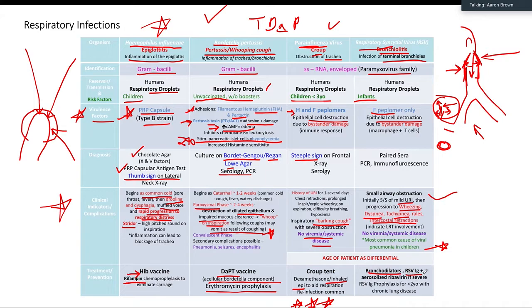RSVIG, we can give an immunoglobulin to fight it. We can give aerosolized ribavirin, which is an anti-RSV antiviral, okay? And we'll give RSV prophylaxis for children under 2 with chronic lung disease, okay? That's a little bit of step 2 type stuff that you should understand, but in terms of step 1, just know what is going to be our treatment for each of these. Some of them do not have treatments, right?